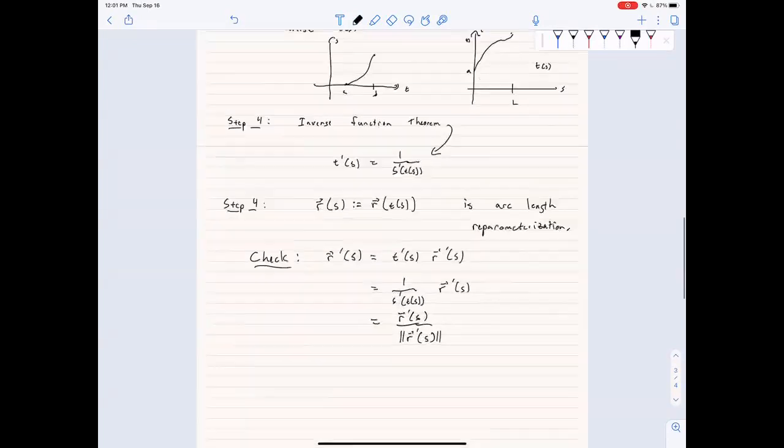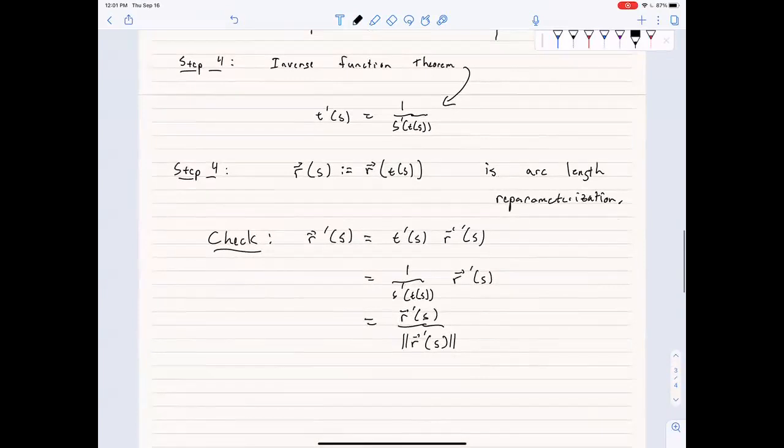So you can see that this is a unit vector. I'm taking a vector and I'm dividing it by its norm, by its magnitude. So this is a unit vector. And life is good. We're done. This tells us that the norm of R prime of S is equal to 1. Okay, so that was fun.